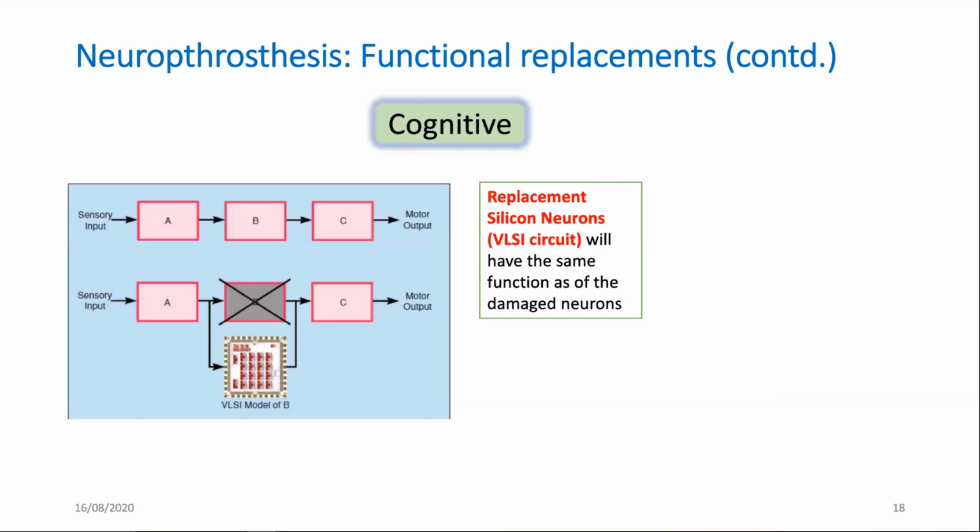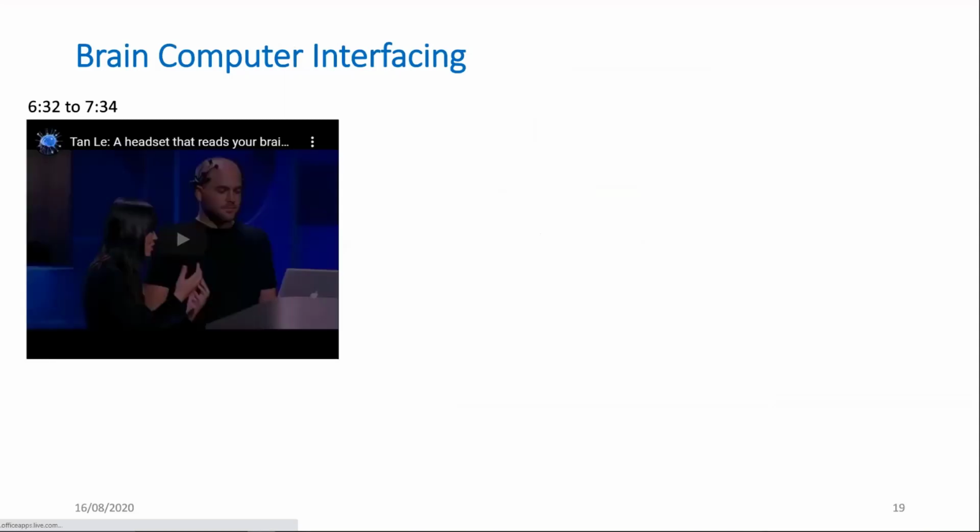Now what we want to do is replace that with a VLSI circuit or replacement silicon neurons, so that the person can perform similarly, or almost similarly, to when he was a normal person, without the stroke or without the damage. So this is another aspect of the research in neuroprosthesis.